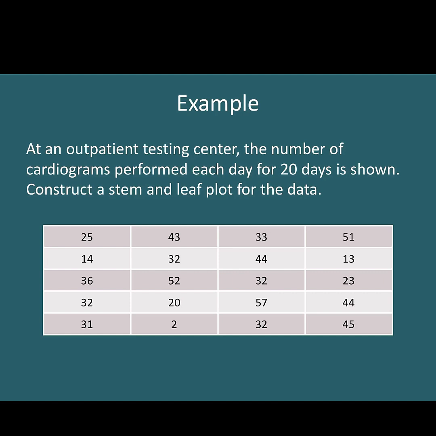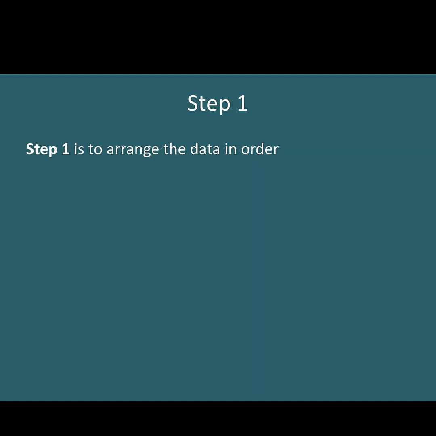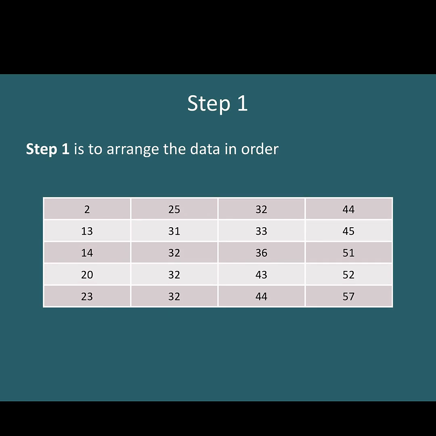Let's look at an example. At an outpatient testing center, the number of cardiograms performed each day for 20 days is shown. Construct a stem and leaf plot for this data. First of all, your goal will be to arrange the data in order. As you can see here, I have arranged the numbers from the previous slide in order from least to greatest by column.